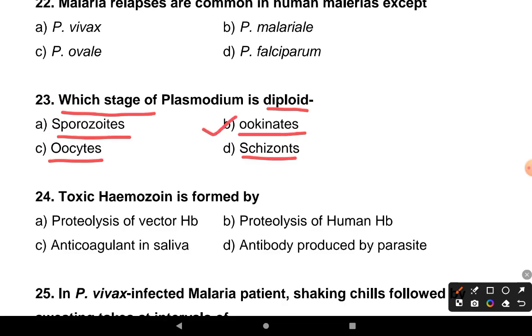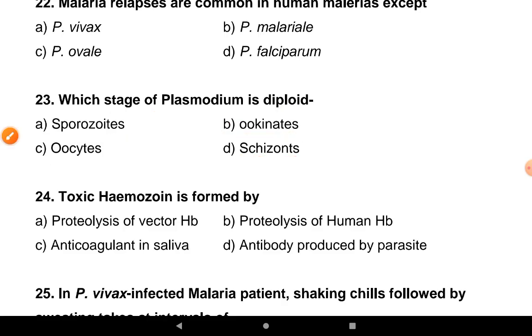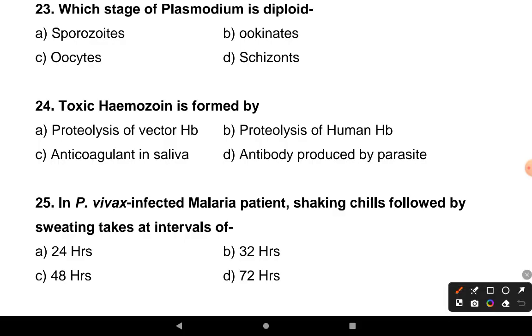Ookinetes are diploid in Plasmodium. The next question is: toxic hemozoin is formed by proteolysis of vector hemoglobin, proteolysis of human hemoglobin, anticoagulant in saliva, antibody produced by parasite. The correct answer is option B. Toxic hemozoin is formed by proteolysis of human hemoglobin.